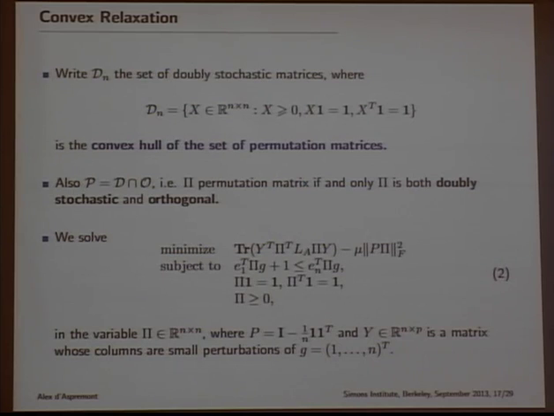You can write Dn, the set of doubly stochastic matrices. So these are matrices whose rows and columns sum to 1, and which have non-negative components. And this turns out to be the convex hull of the set of permutation matrices, which is the set we really care about. You can also notice that the set of permutation matrices is the set of matrices that are both doubly stochastic and orthogonal. And so we're going to solve a very large quadratic program that looks like this, okay?